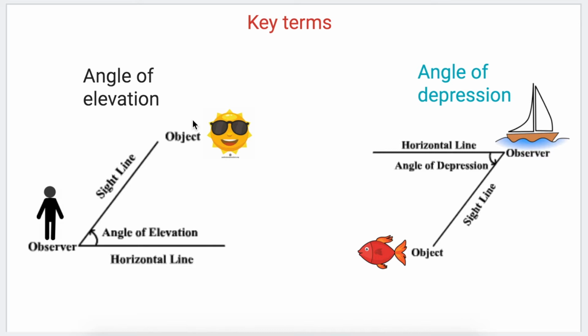So if you want to look at the sun, you would be forming an angle of elevation because you're going to be looking upwards. The angle of depression is the opposite of the angle of elevation. If you want to look at something that is down, you would have to move your sight line from a horizontal line and then go downwards until you see your object. If a fisherman wants to look at a fish that's inside the water, they would move their sight line from a horizontal position downwards until they see the fish inside the water.